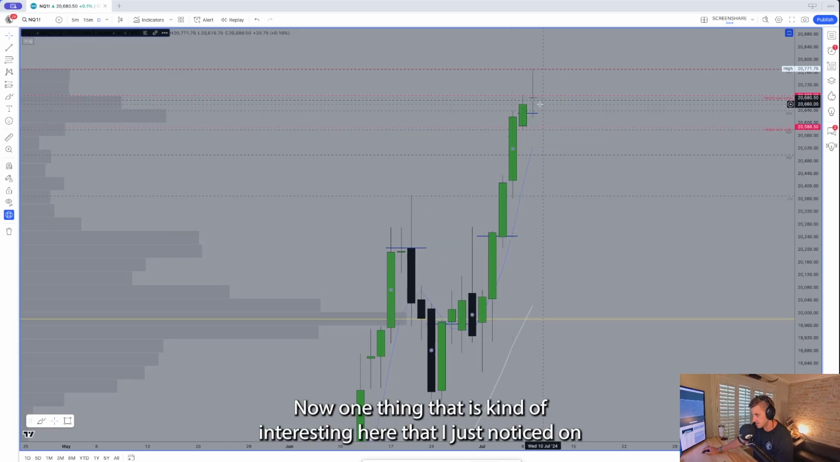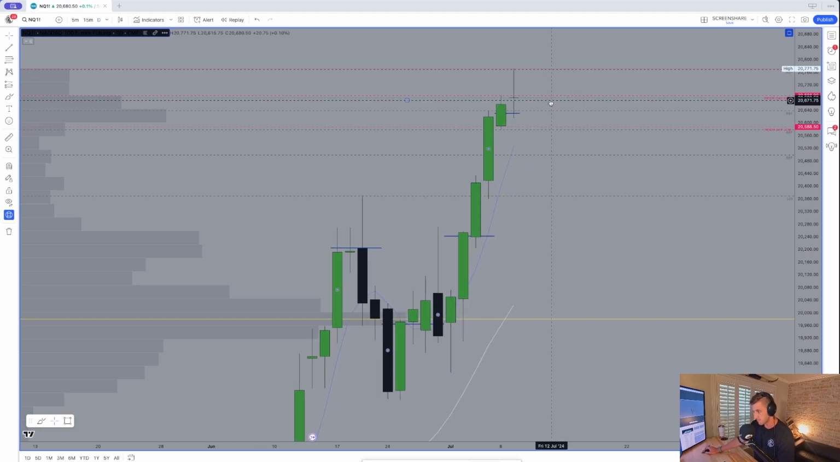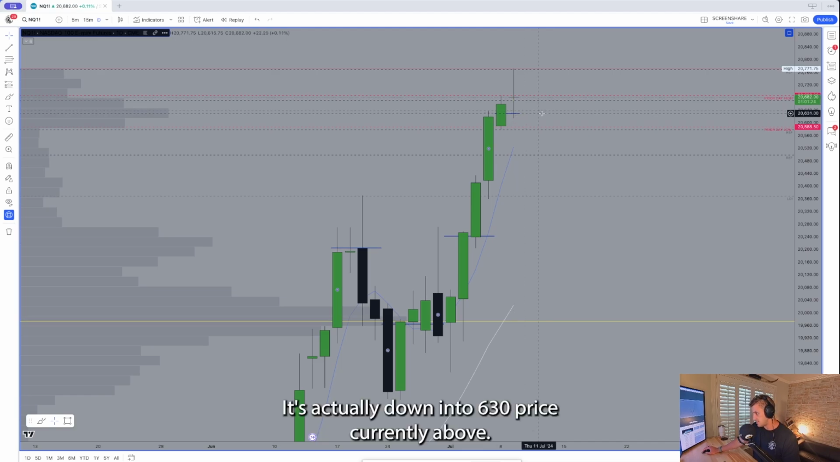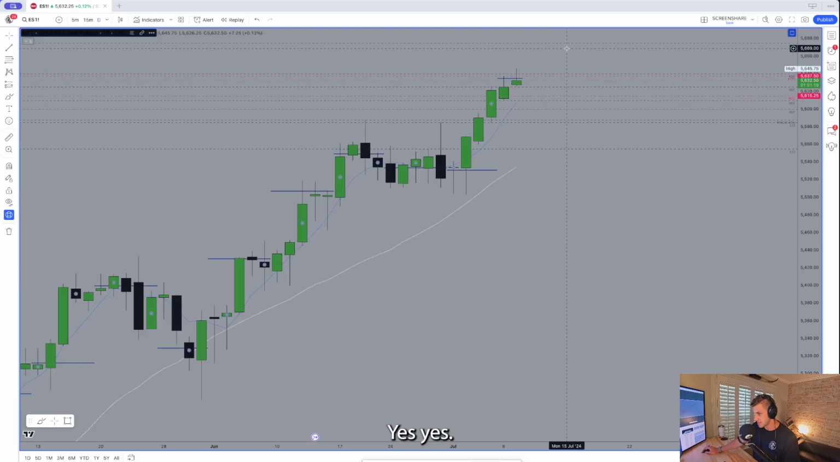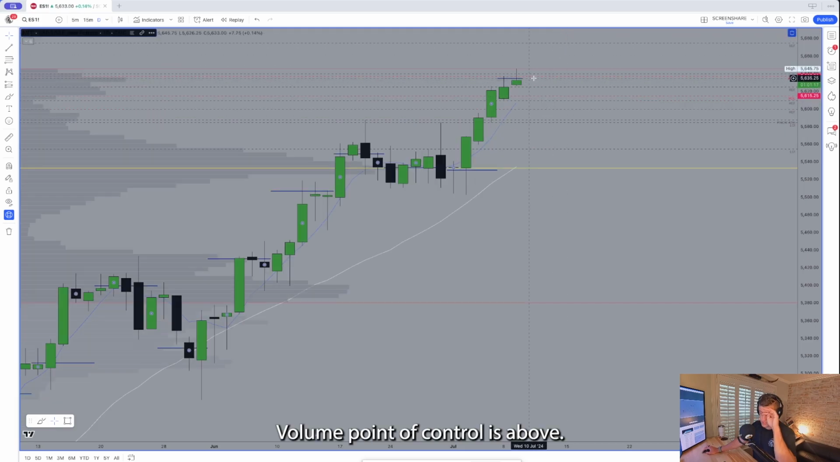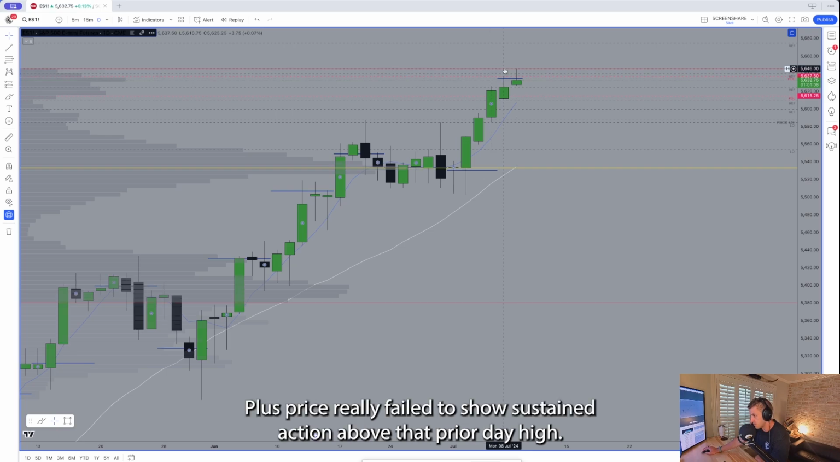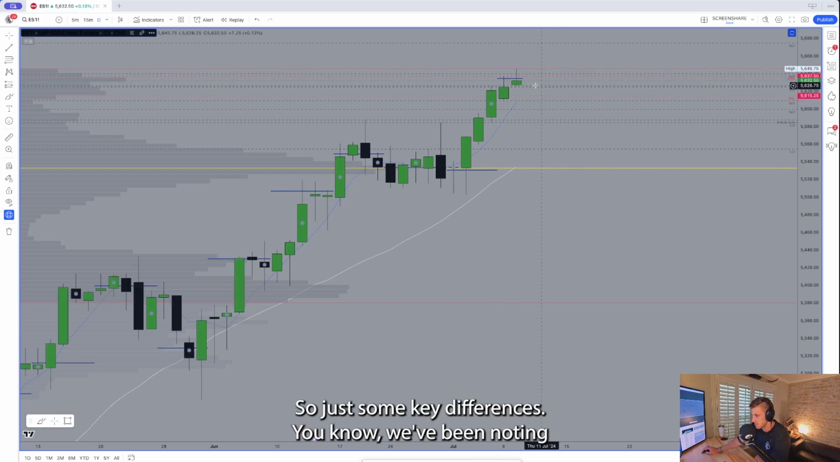Now, one thing that is interesting here that I just noticed on NQ is this week's volume point of control is actually below. It's actually down into 630. Price currently above. Let's look at ES. ES volume point of control is above, right? And this actually looks like it has a bit more exhaustion, like it's a little bit heavier. Plus, price really failed to show sustained action above that prior day high. So just some key differences.